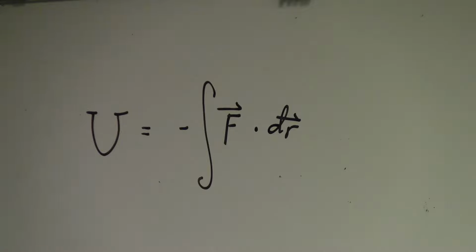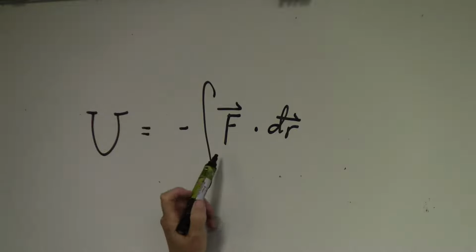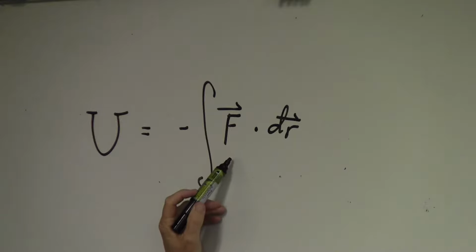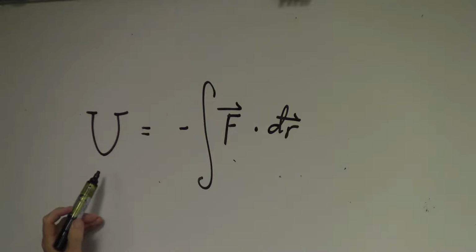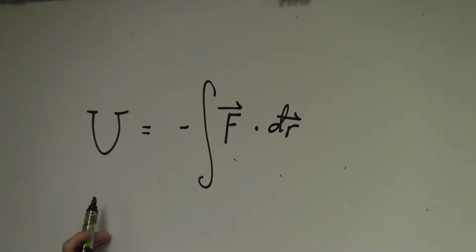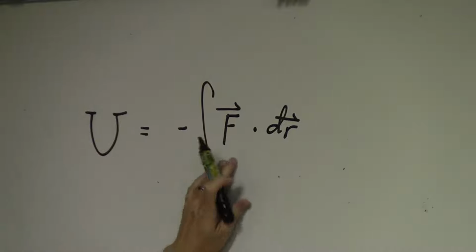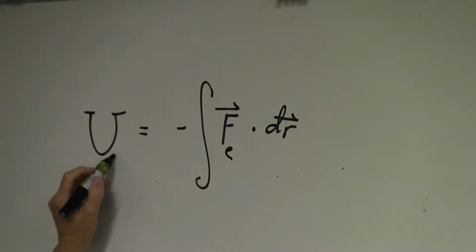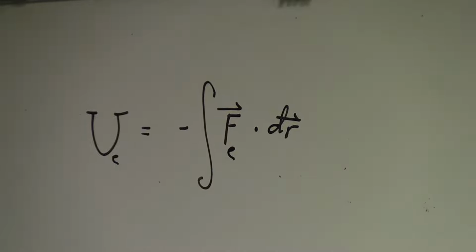Of course, what you did in 121 is you implied that the force was the force of gravity, so we talked about the gravitational potential energy. Well, today, and in this course, we're talking about a different force: the electric force. So to make that clear, I'm going to put a little sub E under here and say, if you integrate over space, over distance, a line integral of the electric force with a negative, you then get the electric potential energy.